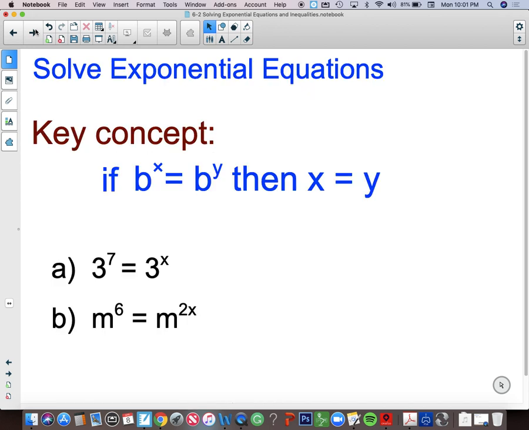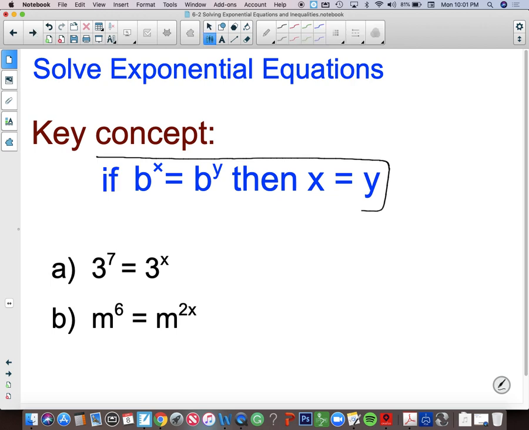So starting out, we got a key concept. This is what we're going to use to help us solve. If b to the x power equals b to the y power, then x equals y. That's pretty much saying if you have the same base, then you set the exponents equal to each other. Okay? If you got the same base, then you can set the exponents equal to each other. Once you got that written down, write down the next two little mini examples here and we'll work through them.